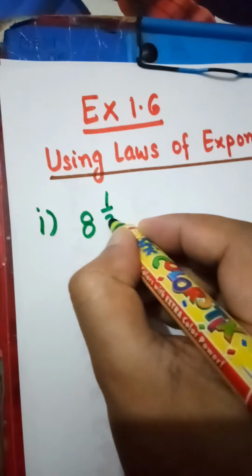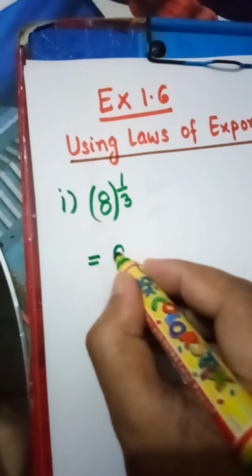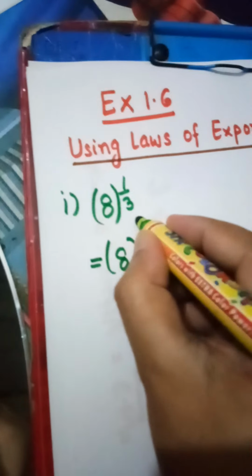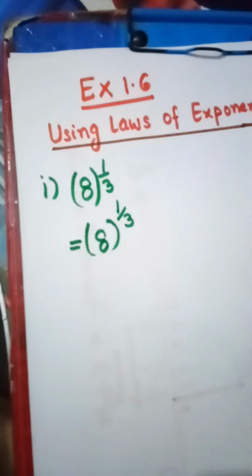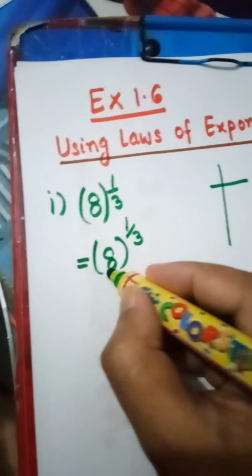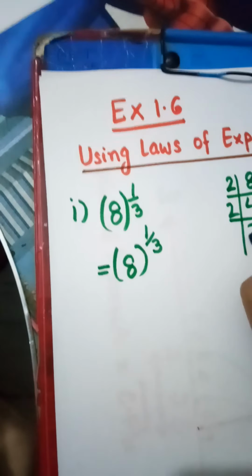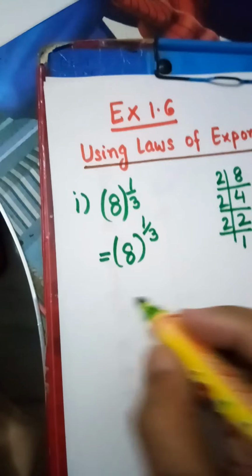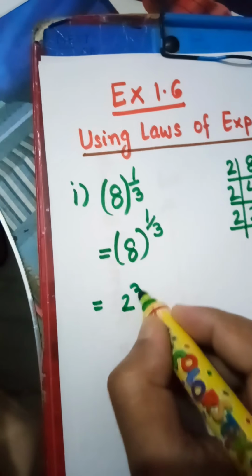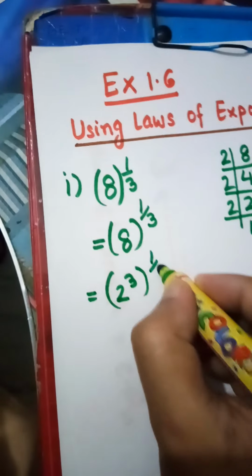So here we have our first part as 8 raised to power 1 upon 3. Children, you can put the brackets in order to separate the exponents. And moreover, you must take care that the number is written in a proper way and the exponent is written somewhat smaller. Okay, so let's first find the factorization of this number. 2 fours are 8, 2 twos are 4, and 2 ones are 2. So we have obtained here (2 raised to power 3) whole raised to power 1 upon 3.